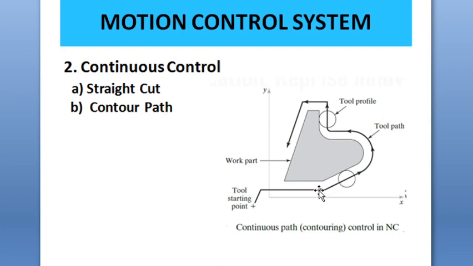Here, the tool is moved towards this direction. Here, the tool is controlled in x and y direction simultaneously. It is called contour path. This one is a circular interpolation. The tool is moved from this point to this point. It is controlled for both axes, x and y direction. It is called contour path. It is used to make circular, parabolic and hyperbolic profile shapes. Straight cut is used to make straight cuts like a turning operation.